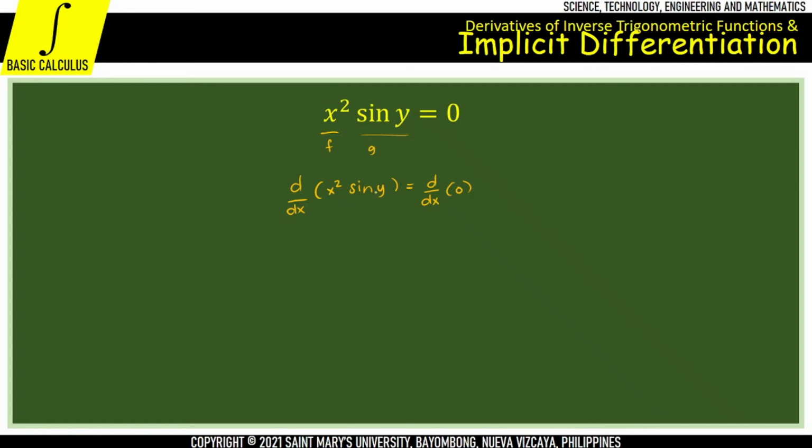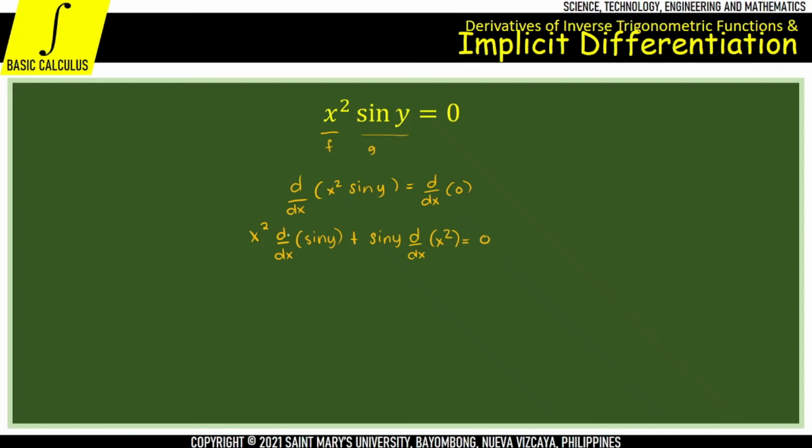Next, by product rule, ito yung first term natin and second term. We have the first term, x squared, multiplied by d/dx of the second term, which is sine y. Of course, addition po yung operation natin for product rule. And then we have sine y multiplied by d/dx of x squared, is equal to the derivative of 0, which is equal to 0.